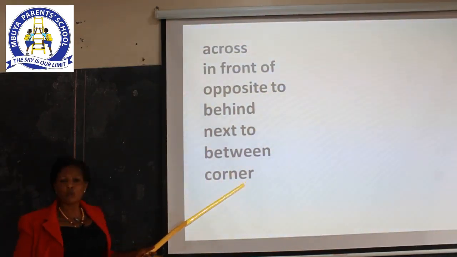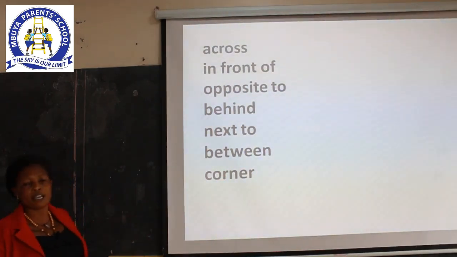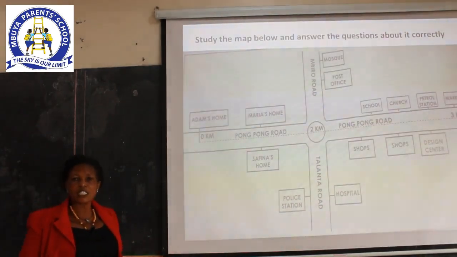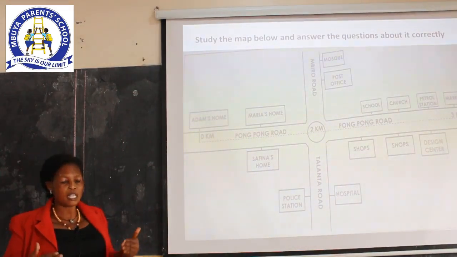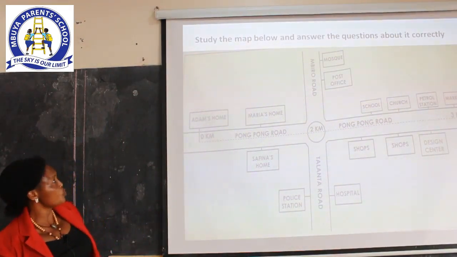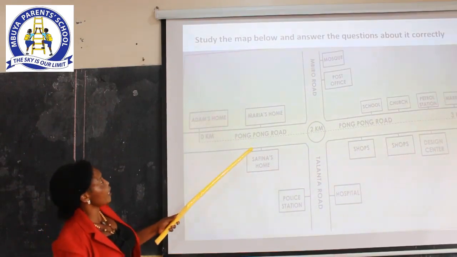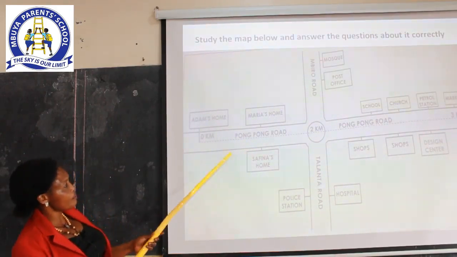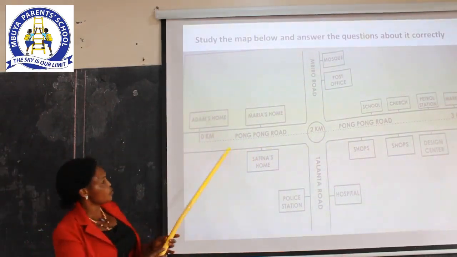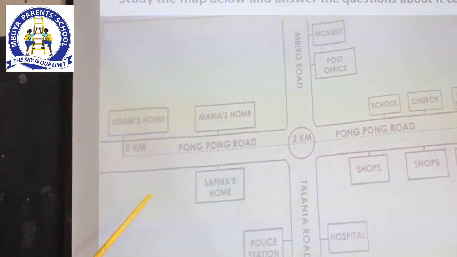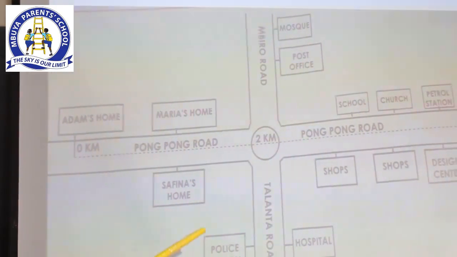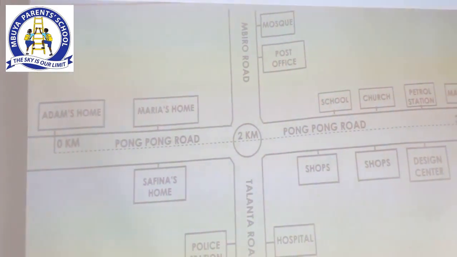C-O-R-N-E-R. So we can use a number of these words to direct ourselves or even our friends to places they have never been before. We are going to see this map of ours here. I believe we have friends here. You are going to see their names. They used this map, as indicated here, to reach places they have never been before.